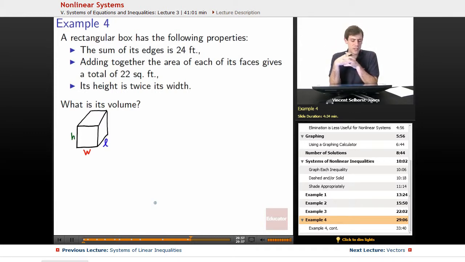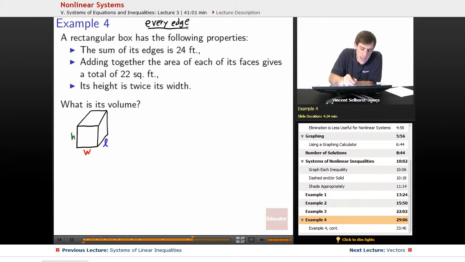The sum of its edges is 24 feet. The sum of its edges. Now, technically, we don't really know, are they saying just one of its edges each time, or all of its edges? Sometimes you wind up seeing things that are a little bit confusing in math. If you saw this on a test, it'd probably be a good idea to ask your teacher, because you're not sure: does that mean h plus w plus l, or does that mean each edge of the box all added together? So let's go with the sum of every edge. Let's say that's what it means.